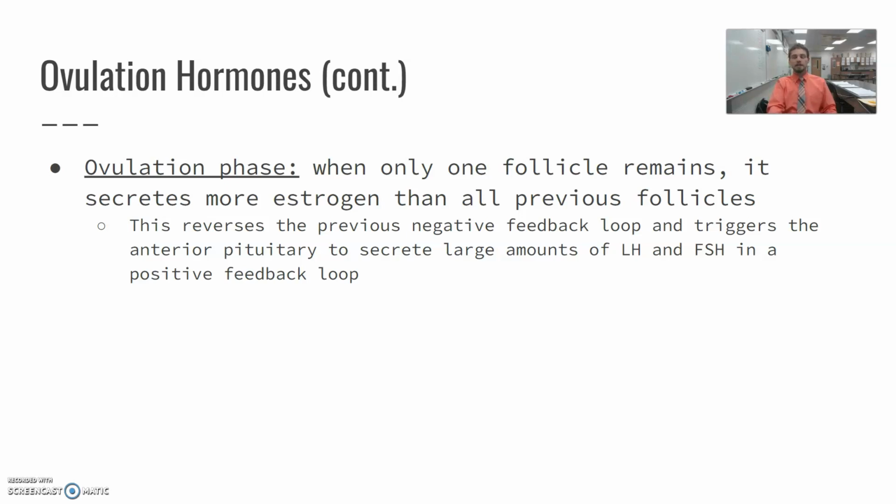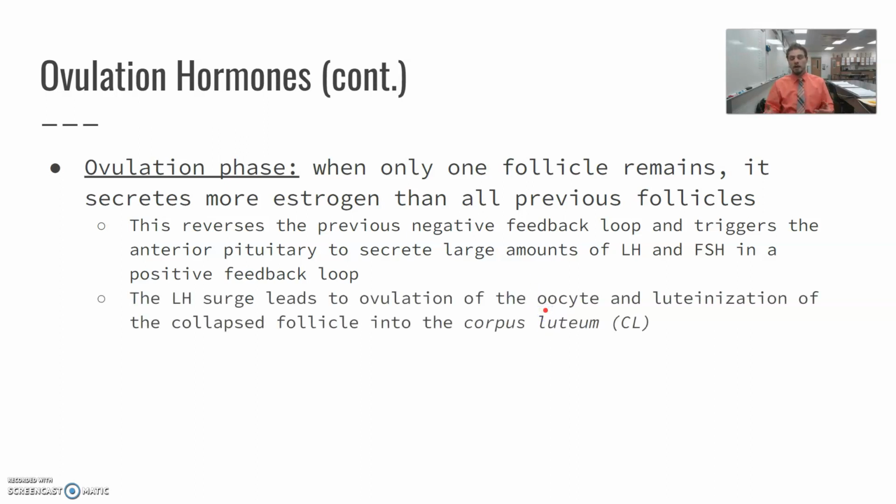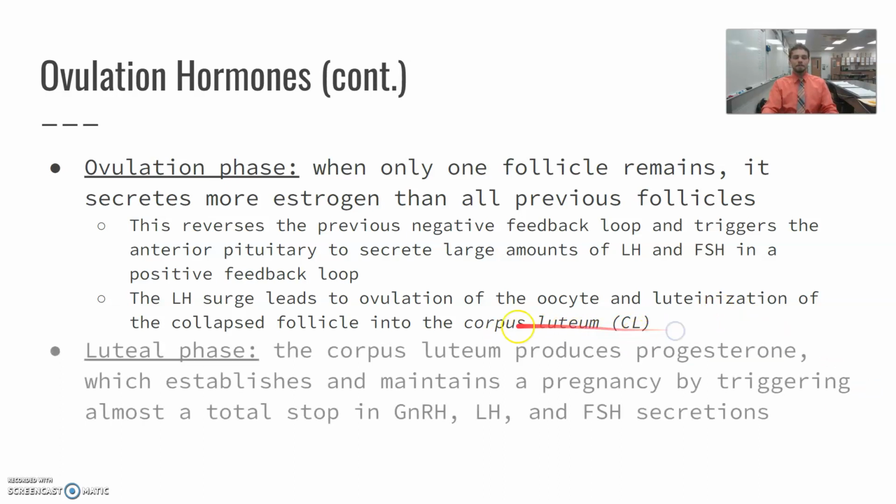It will trigger the anterior pituitary gland to secrete lots and lots of LH and FSH, and actually a positive feedback loop. So it no longer is a negative feedback loop. There's so much that it switches to a positive feedback loop. And so the surge of luteinizing hormone especially is going to lead to ovulation of that oocyte and the luteinization of that collapsed follicle into that corpus luteum that we saw in that previous slide.